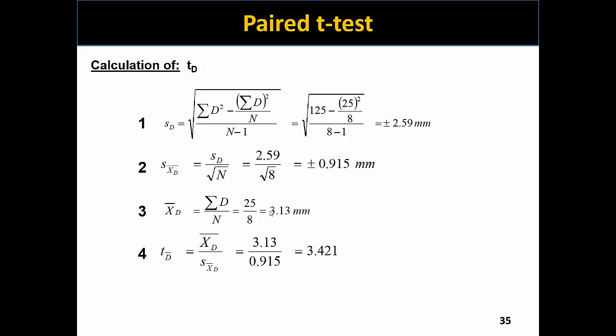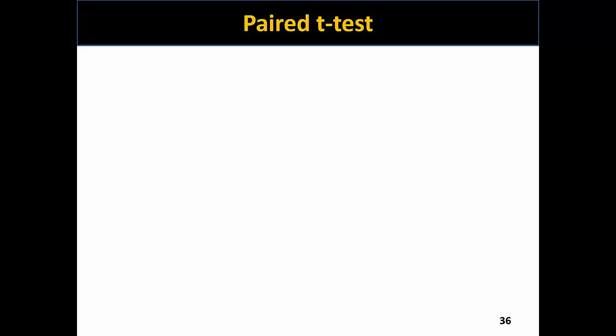With these data now, we then go to our t-statistic equation, and we put our average value for the difference scores of 3.13 divided by the standard error of the mean difference scores, which we had in step 2 of 0.915, and we have a value of 3.421. That is our calculated t-value, t-statistic that we now want to use to compare it with the critical t-value that we had looked up previously on the t-table.